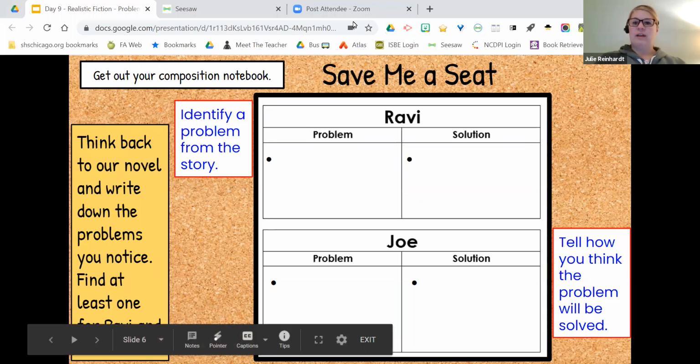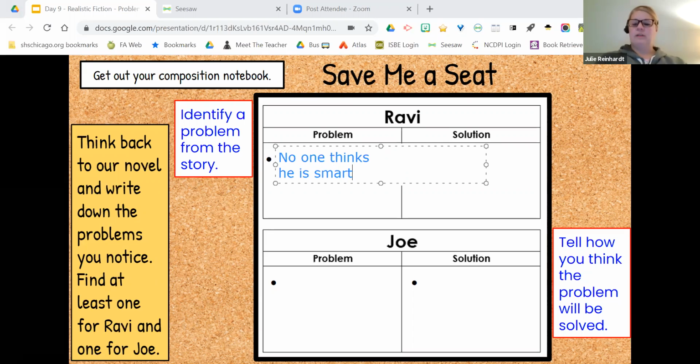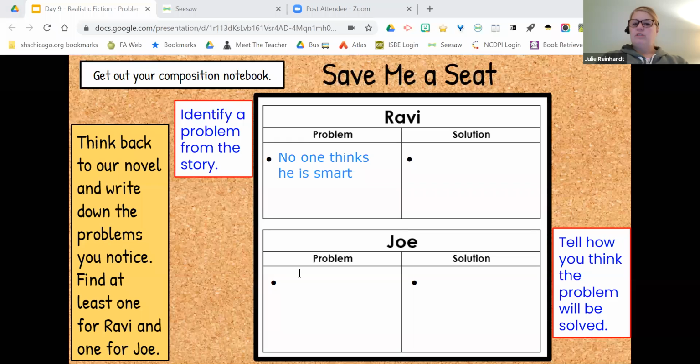So I'm going to go ahead and I'm going to get out my writing tools and I'm going to brainstorm a possible problem that I find here. What is one of Ravi's problems? Well, no one thinks he's smart. That's the major problem, in my opinion. So I'm going to write that down. Now you need to come up with your own idea of what Ravi's problem is and write it in your composition notebook. Then I want you to do the same thing for Joe.